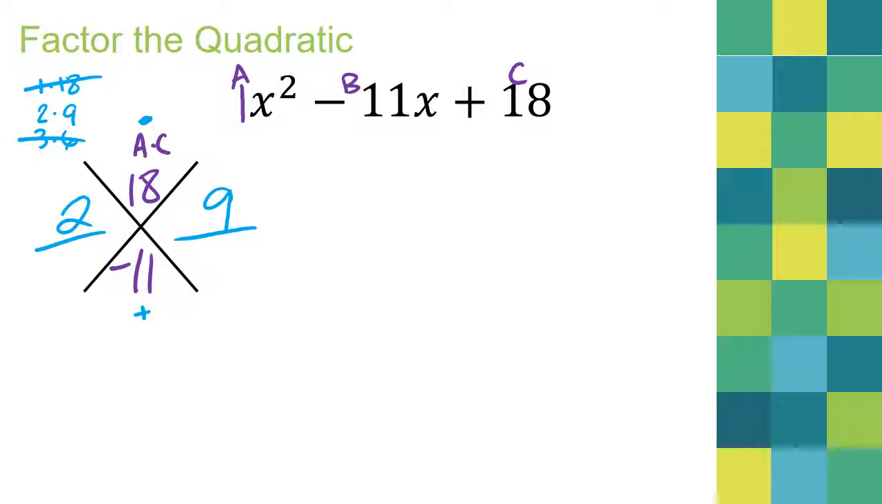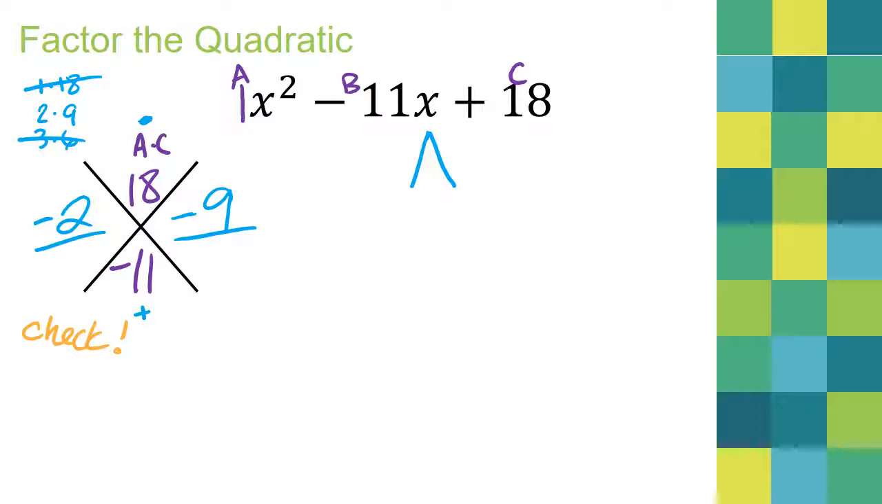Now my numbers have to multiply to be 18, but add to be -11. So here's that special thing we have to keep an eye out for: when we're multiplying to be positive, they either both have to be positive or both negative. So let's try negatives. Here's your checkpoint. Is -2 times -9 +18? Yes. Is -2 plus -9 -11? Yes, it is. So we know our signs worked out correctly.